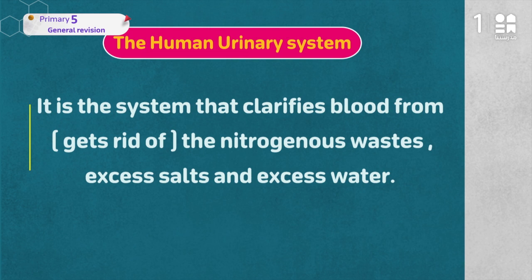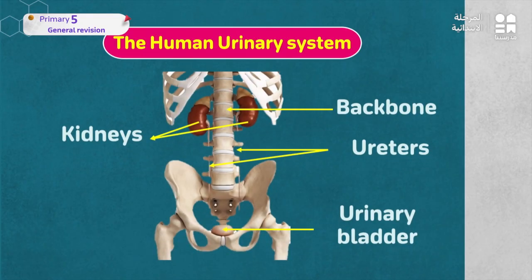بعد كده يعني إيه human urinary system؟ Human urinary system, it is the system that clarifies blood from the nitrogenous wastes, excess salt and excess water. طيب كان موجود فين؟ بصوا الصورة هنا موجود في الabdominal cavity ومكون من 3 حاجات: kidneys, ureters and urinary bladder.